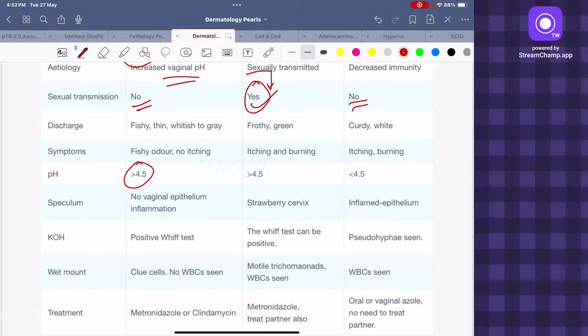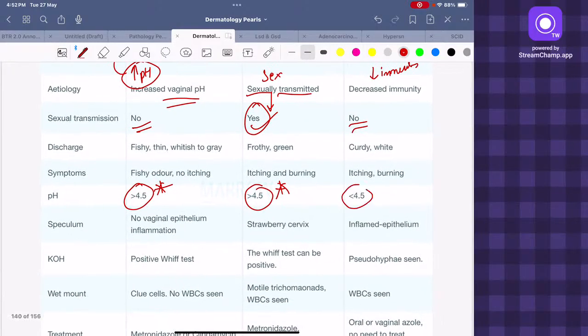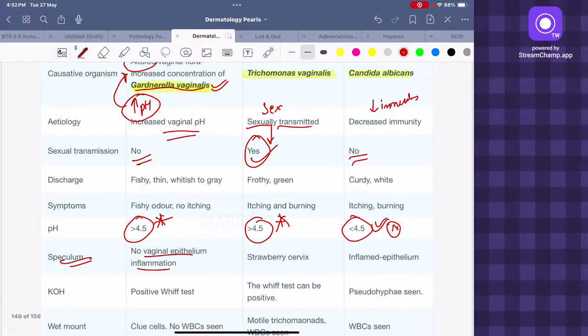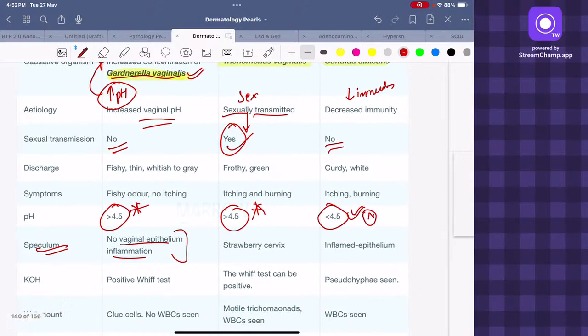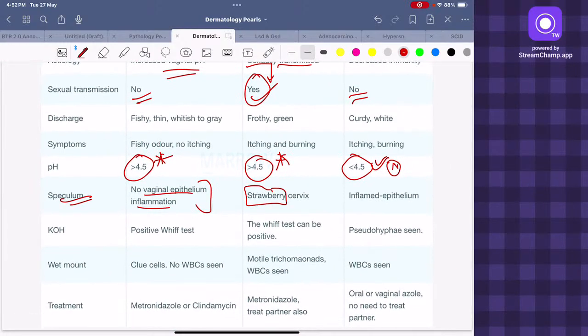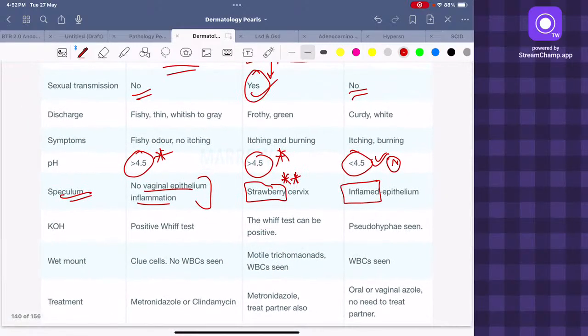Then pH here, obviously alkaline pH. Here is also alkaline pH, sexually transmitted, alkaline pH. And in Candida, it is normal acidic pH. On speculum examination, in bacterial vaginosis there is no vaginal inflammation. In Trichomonas, there is strawberry cervix. In Candida, there is inflammation. No vaginal inflammation, strawberry cervix and inflammation.